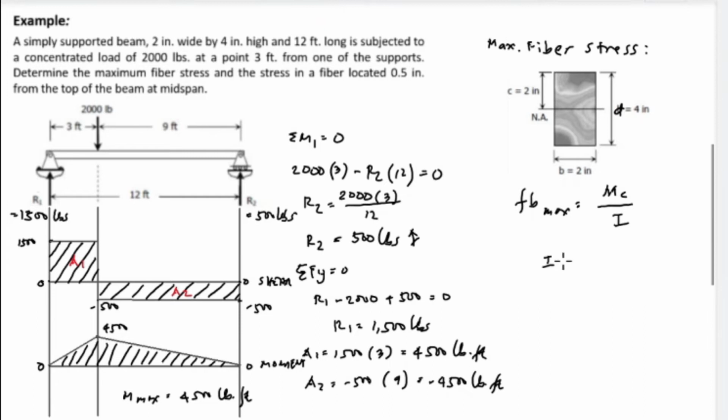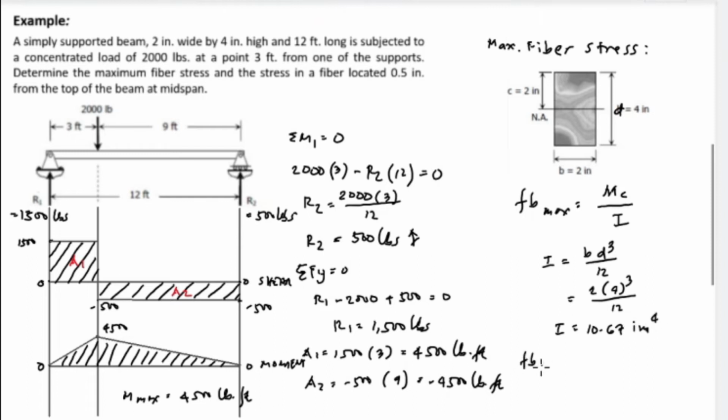So we need to find the value for I. For moment of inertia of a rectangular beam, the standard formula is BD cubed all over 12. And your B is 2-inch multiplied by the depth, which is 4 cubed, all over 12. So 2 times 4 times 4 times 4 divided by 12. And we have I equal to 10.67 inch to the fourth.